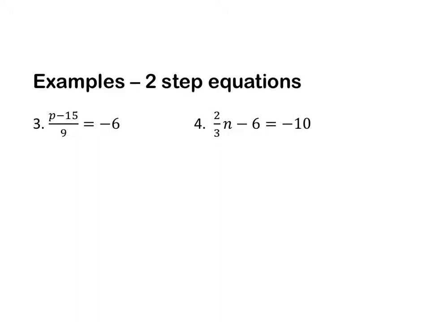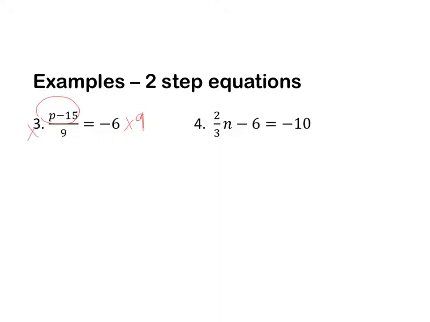These are a little bit different, so I'm going to go ahead and walk you through how to solve number 3 and number 4. So first of all, in number 3, you'll notice that this p minus 15 is all divided by 9. Since that entire quantity is divided by 9, we can't get to the p minus 15 until we get rid of the division by 9. So to do that, we're going to multiply both sides by 9.